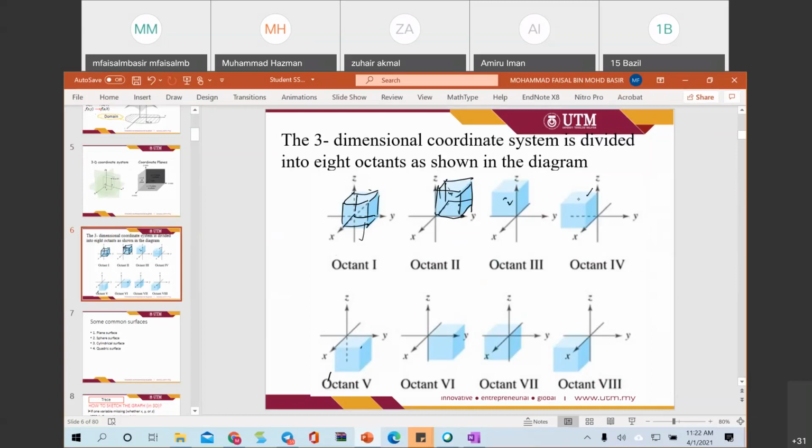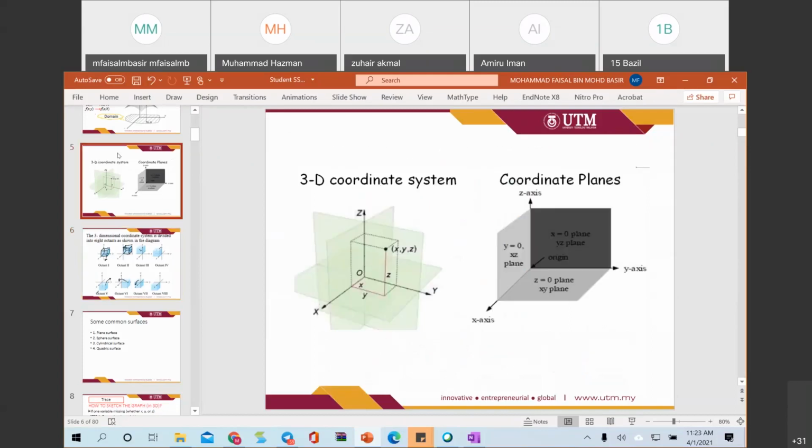Octant 5 will be below octant 1. Octant 6 behind octant 5. Octant 7 beside octant 6. And octant 8 in front of octant 7. So you have to see every single thing. I can say that 4 above, 4 below. 1, 2, 3, 4. Okay. So take time to look so that you can imagine.